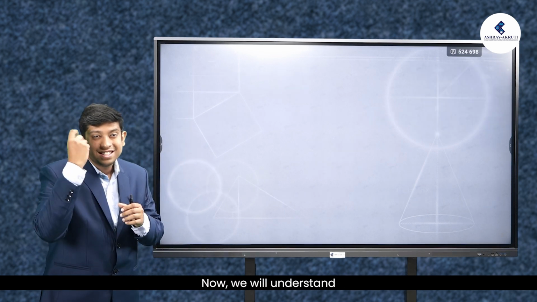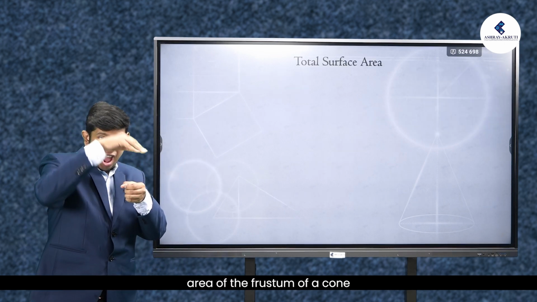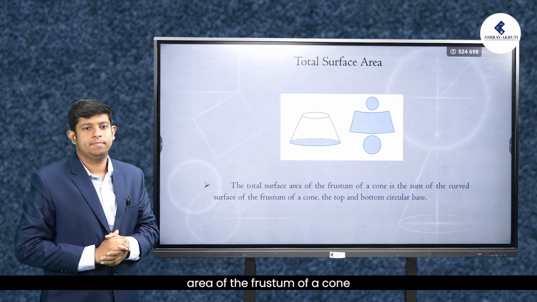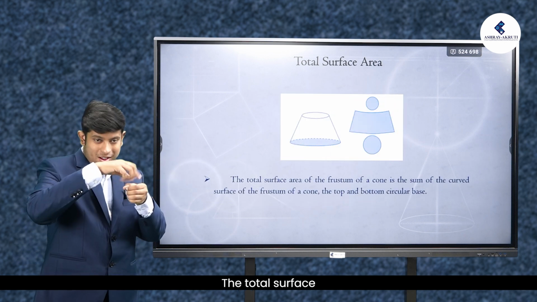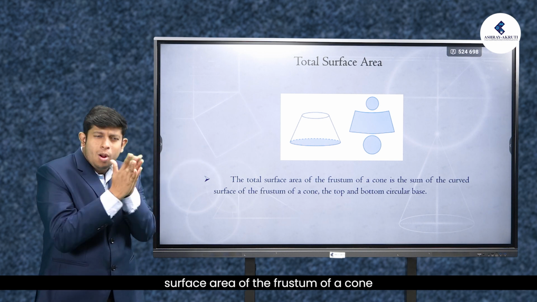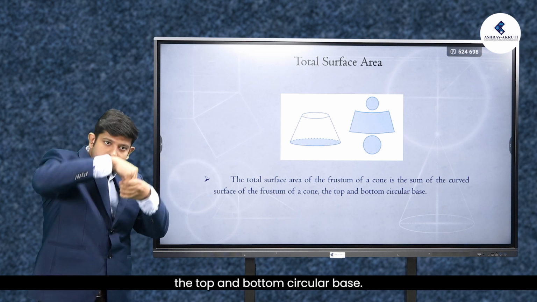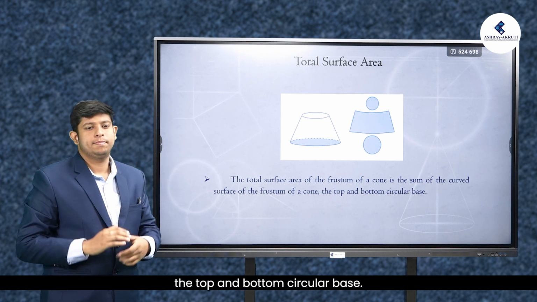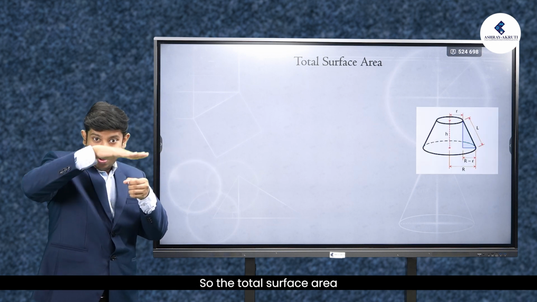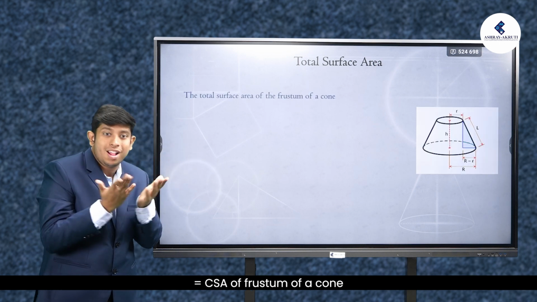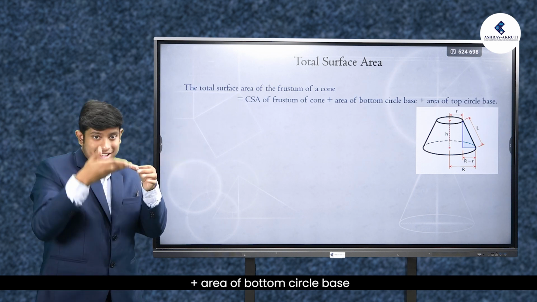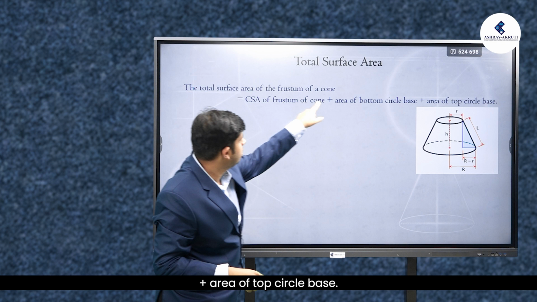Now, we will understand the total surface area of the frustum of a cone. The total surface area of the frustum of a cone is the sum of the curved surface area of the frustum of a cone, the top and bottom circular base. So, the total surface area of the frustum of a cone is equal to curved surface area of frustum of a cone plus area of bottom circular base plus area of top circular base.